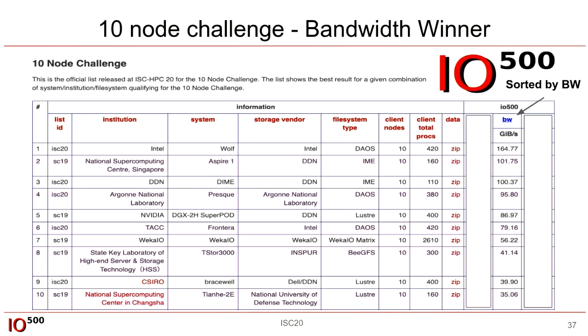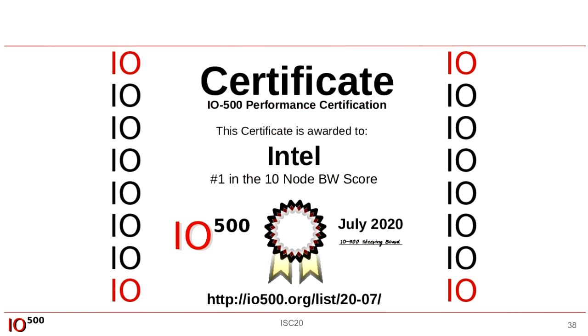So for the 10 node challenge list, here's a screenshot of the current list. You can see that Intel came in on top with a bandwidth score for the 10 node challenge of 164 gigabytes per second. So with that, congratulations to Intel. Thank you very much.